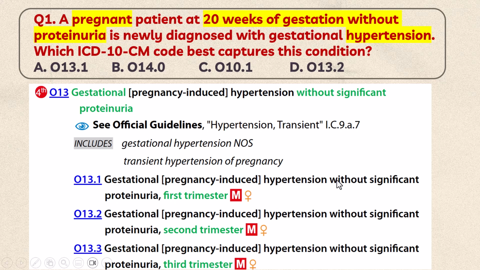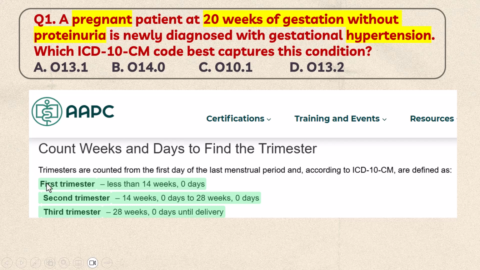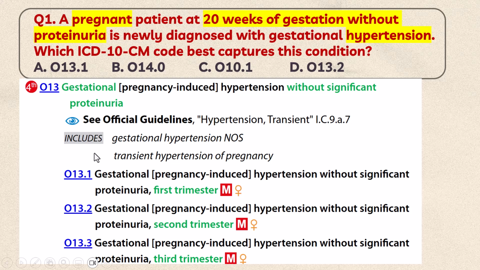When you see the guideline, the first 3 months is called the first trimester, the second 3 months is called the second trimester, and the third 3 months up to delivery is called the third trimester. So less than 14 weeks, that is up to 13 weeks, is the first trimester. From 14 to 28 weeks, it is called the second trimester. After 28 weeks until delivery, it is called the third trimester. So 20 weeks belongs to the second trimester, and you have to code this condition using the second trimester code.